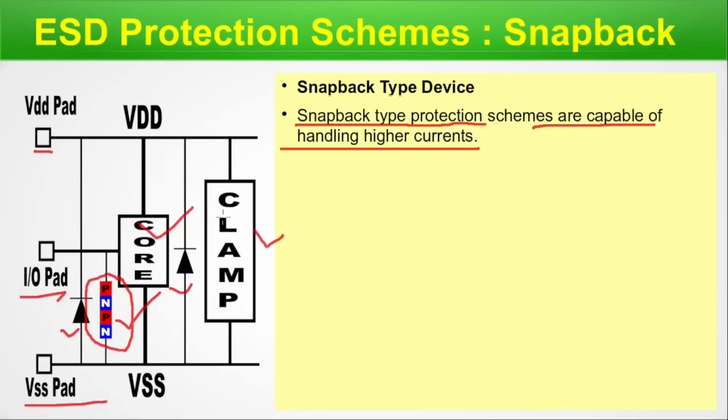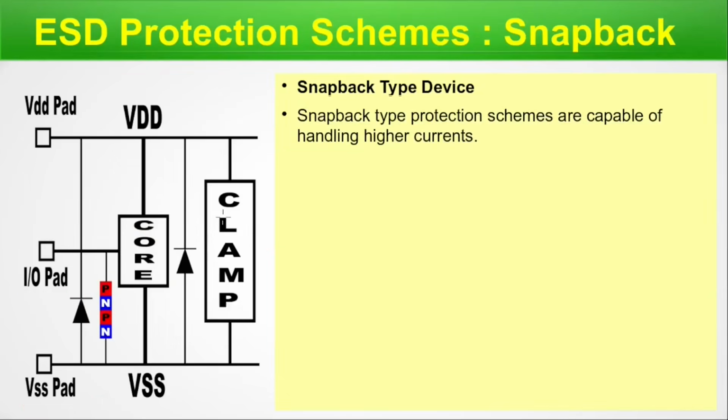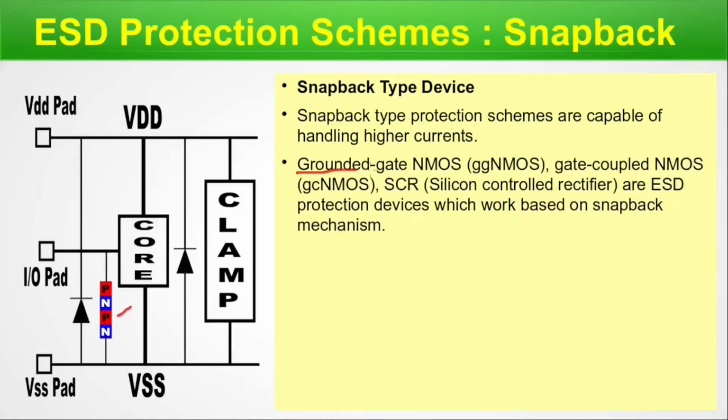And this is the core of our circuit. Everything remains the same, but here we are using an SCR. You can see the PNPN structure. Gate grounded NMOS, GGNMOS, and gate coupled NMOS, GCNMOS, and SCR, that is silicon controlled rectifier, are ESD protection devices which work based on the snapback mechanism. In the SCR slide we show you the graph of what snapback means.